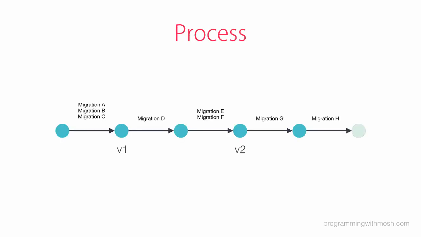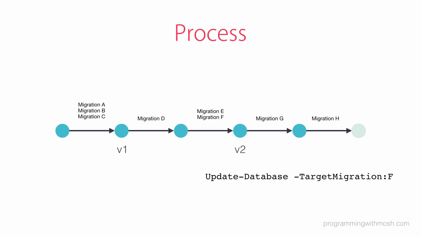So in terms of process, imagine these are the migrations that you have created as part of each version. The last migration in version 2 is migration F. Now, what you need to do is, with the latest source code, run update database and supply the target migration. In this case, migration F.